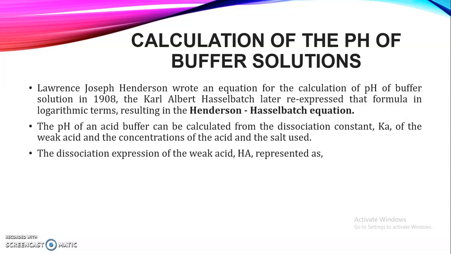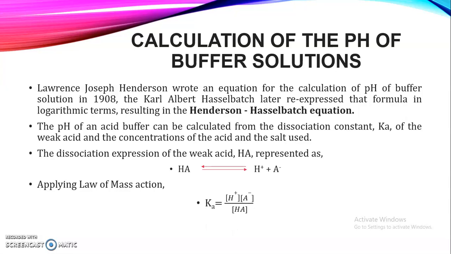Now we can express the dissociation of the weak acid HA as: HA dissociates into H+ ions and A- ions. If we apply the law of mass action to this, we get Ka equal to the concentration of H+ ions times the concentration of A- ions, upon the concentration of HA, the undissociated form of the weak acid. On rearranging this equation, we get the H+ ion concentration equal to Ka times the concentration of HA, the undissociated form of the acid, divided by the concentration of A-, its conjugate base.